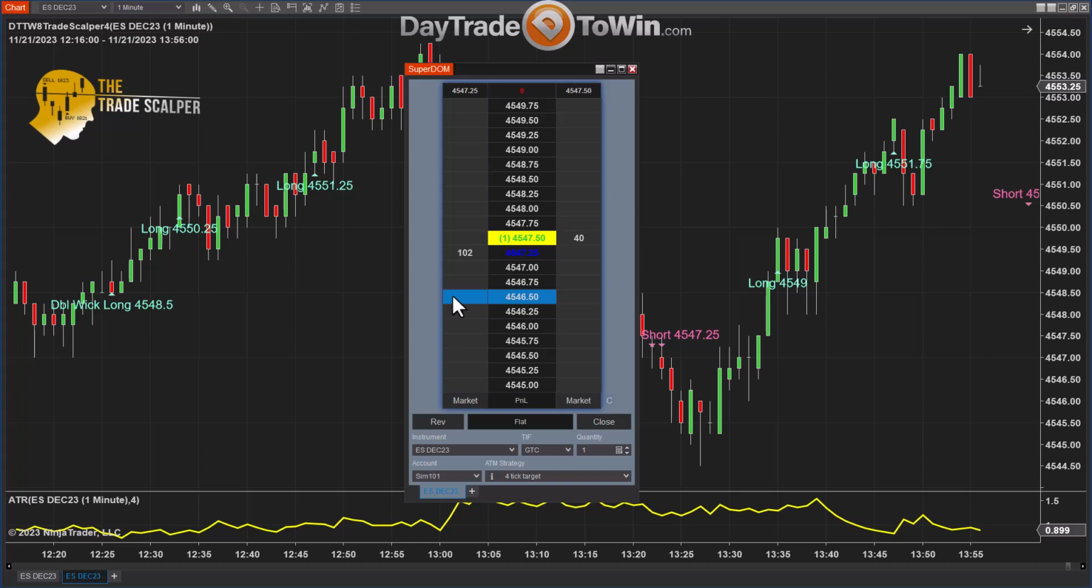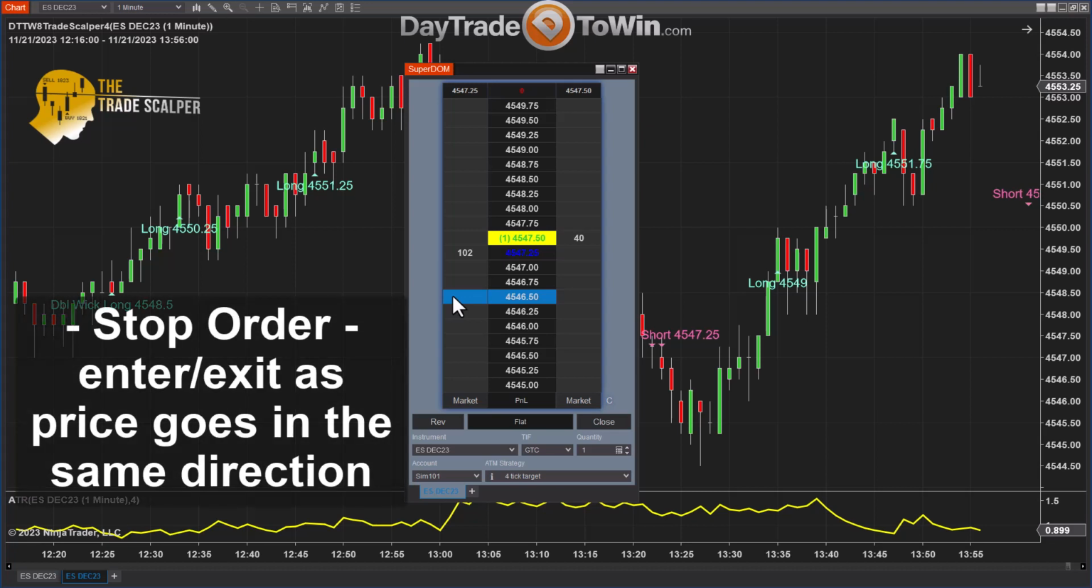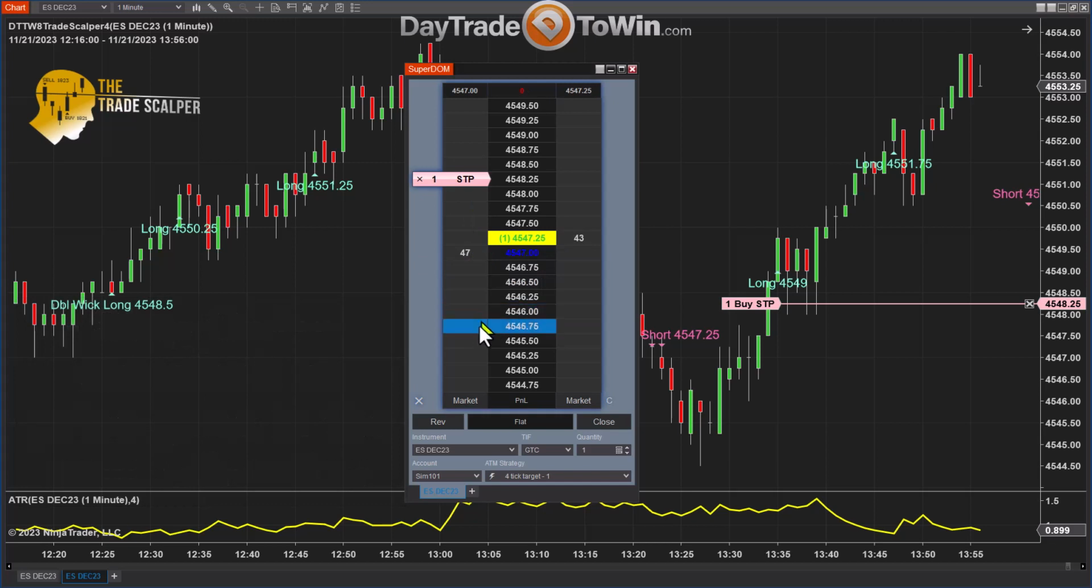A stop order is going in the same direction as the market is trading. So let's say the market is going up and up and up, and you want to enter as it's going up. It's the middle mouse button. You would click that as if it's entering and the market's going higher, and you want to enter in the same direction higher as it reaches there.